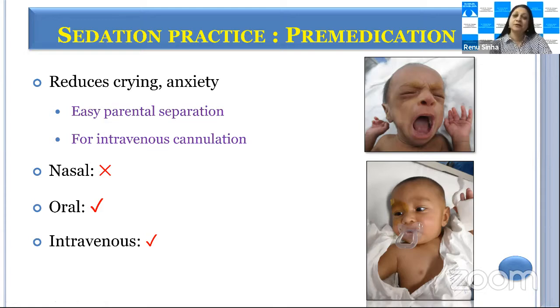Sedation is very important for children, as we cannot tell them to stop crying. They cry because of hunger, because of anxiety, because of pain. So pre-medication is very important. As we say, in the OT we need very few people. So nowadays, parents are also not going inside the OT, especially for the IV cannulation, to reduce the crying. Apart from EMLA, we give pre-medication. In the current scenario, oral and intravenous pre-medications are given. No intranasal pre-medication is advisable in the COVID time.